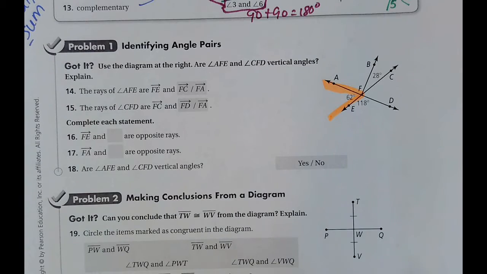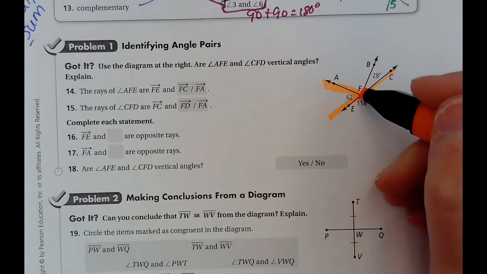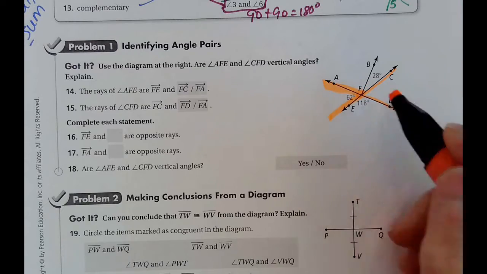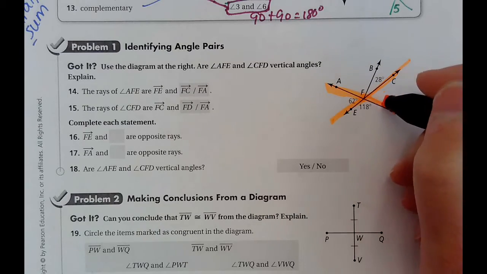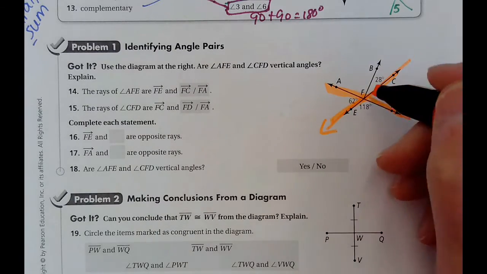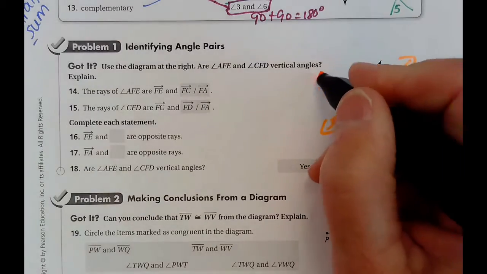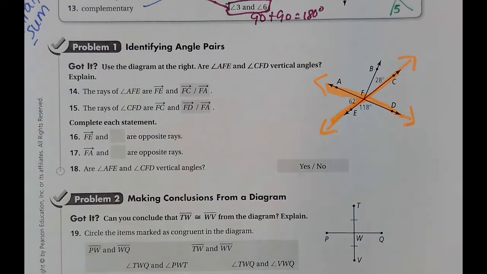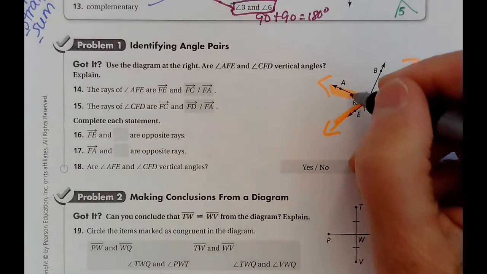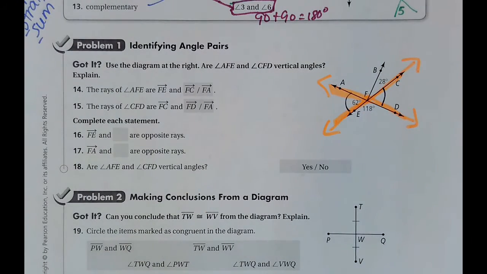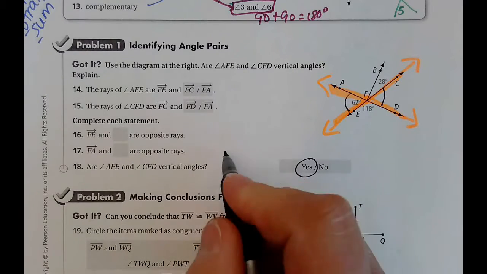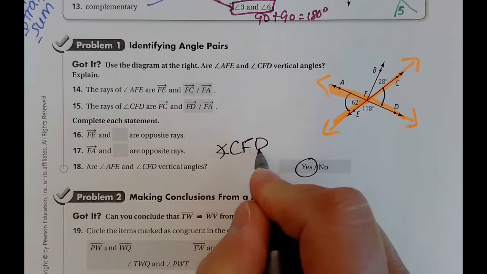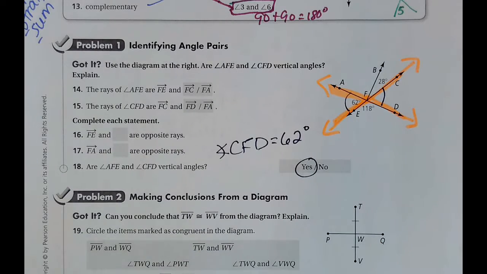is here, CFD is here, and sure, look, we have that central vertex, and the rays are going in opposite directions, so we've got one going this way and one going that way. We've got a ray going here and here. So sure, those two angles, here and here, are vertical, and they are congruent. So they are vertical angles, which means that angle CFD is in fact 62 degrees.